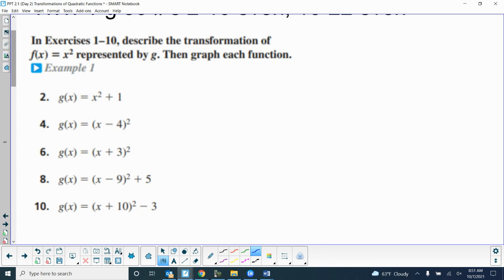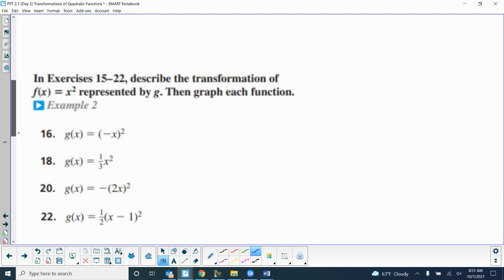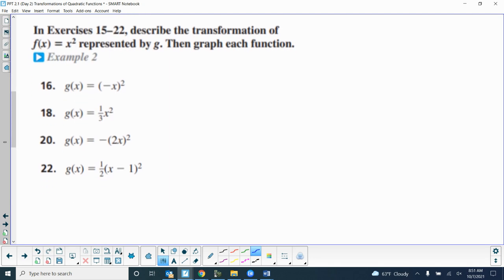I did them all for you and showed you there. Again, this is just up 1, right? And this is right 4, left 3, right 9, up 5, left 10, down 3, right? We're good? We know where the vertices are, the vertex, because it's in vertex form. All right, and then these we changed this. Again, I like to clean these up when there's parentheses around it. That's just a reflection about the what?